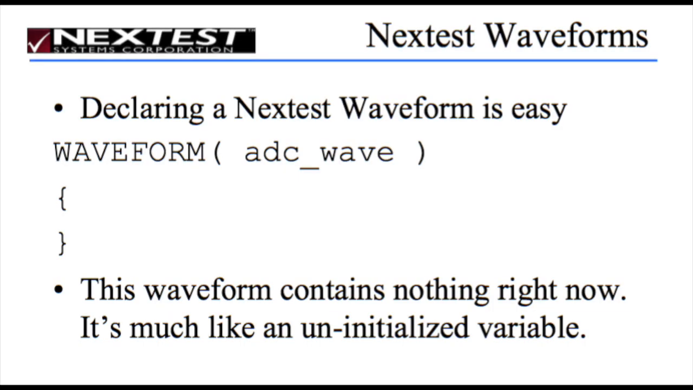Okay, declaring a Nextest waveform is easy. You say waveform, ADC wave, or whatever name you want to call it, and then open brace, close brace, that's it. It's an uninitialized variable. It doesn't have anything in it, it's just a waveform. But the body code and everything else has been set up for you, so now you can use it.